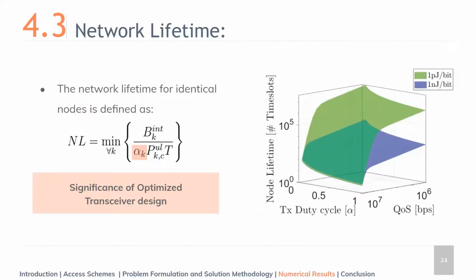To extend the network lifetime, we considered a duty cycle transmission, denoting the duty cycle by alpha K, and we defined our network lifetime as the lifespan between network initialization and the first battery depletion in the network. And we plotted this for various QoS demands and various alpha values. We can see that operating at low QoS and alpha improves the network lifetime, but most importantly, we touch again on the importance of having an energy efficient transceiver. For example, the BCC transceivers in picojoule per bit compared to RF chips in the nanojoule per bit.